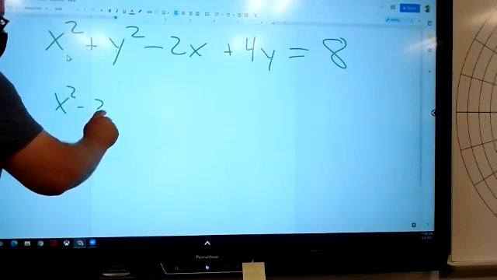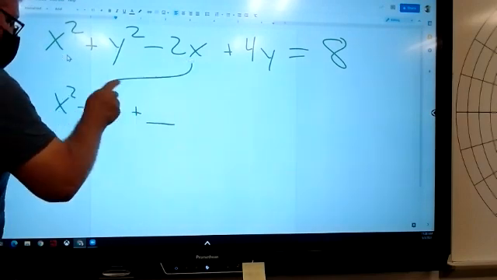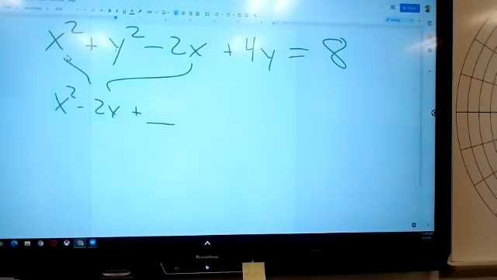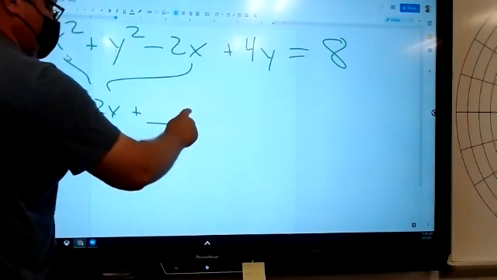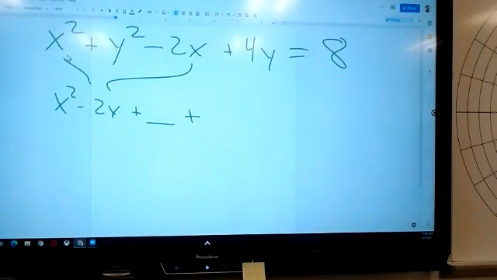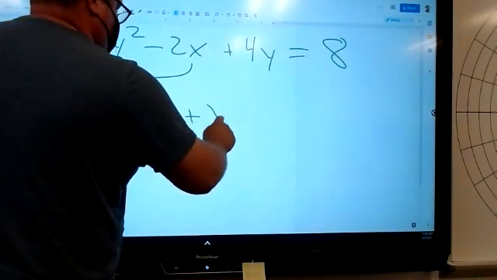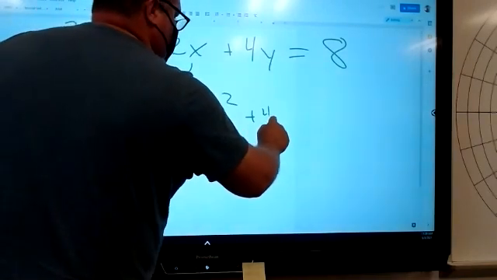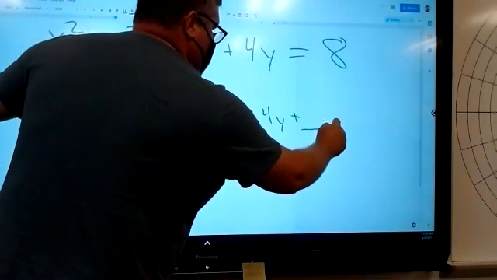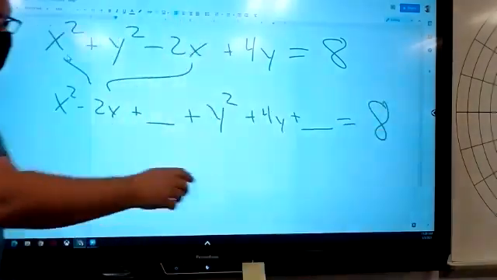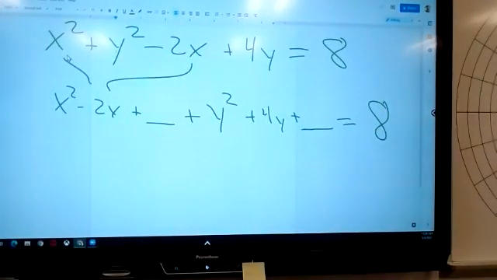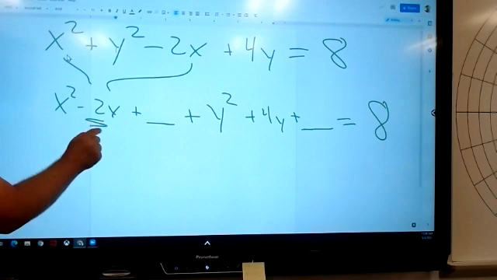X squared minus 2x plus blank. So can I put the x's together? Does that make sense? Okay, so what am I probably going to do next, Carmen? Do what with the y's? Probably going to put them together. Okay. Everybody okay with that? All right, Carmen, how do I complete the square if I got a little negative 2 here?